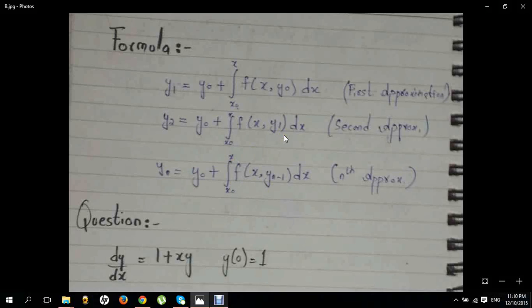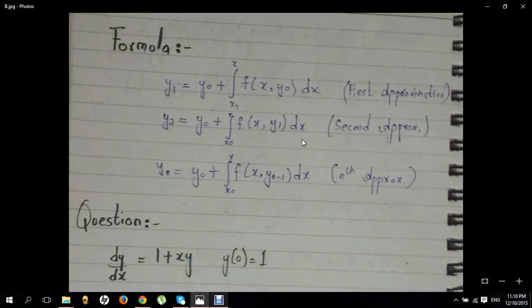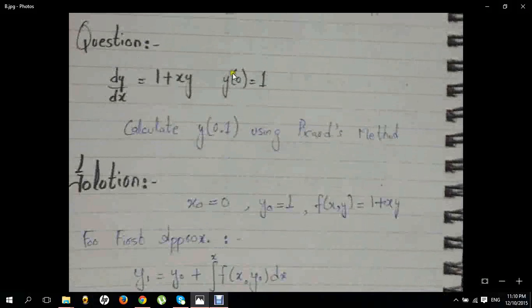The thing you have to note here is that the approximations are almost the same, and the only things changing are y0, y1 and yn minus 1. You're going to understand what these really are when we start solving an example. So we are considering a question here. It says that dy by dx equals 1 plus xy, which is an ordinary differential equation, and we are given that y of 0 equals 1. So we have to calculate y of 0.1 using Picard's method.